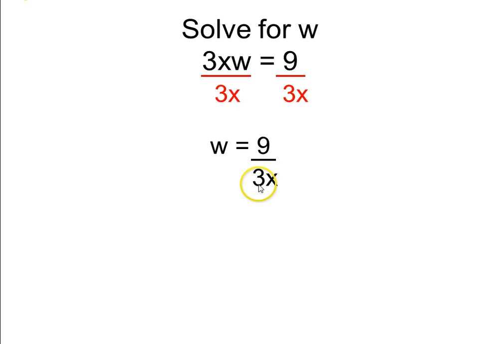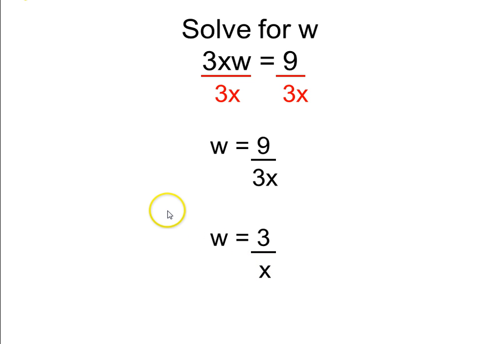9 over 3 can be simplified. For all intents and purposes, we could stop here because we have solved for w, but we can simplify 9 over 3 to 3 over 1. So this can be simplified further to w equals 3 over 1x. Notice I didn't write the 1 here because it's unnecessary to write a 1 in front of a variable, because if we have a variable, there's kind of that imaginary 1 there.